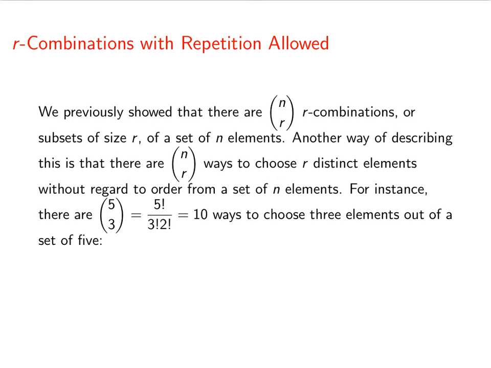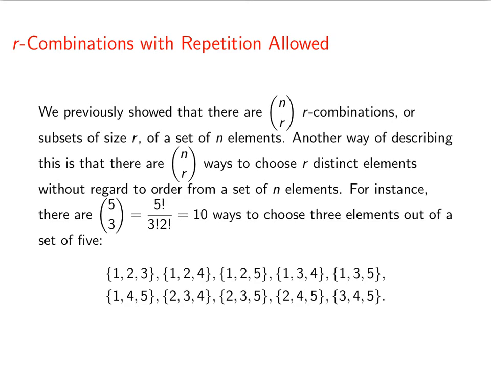For instance, we can say that there are 5 choose 3, which is 5 factorial over 3 factorial 2 factorial. That's 10. 10 ways to choose 3 elements out of a set of 5. Here they are. These are all the 3-element subsets of a set of 5 elements. Notice that order doesn't matter. We have written the set 1, 2, 3. We have not also written down 3, 2, 1 because that's the same set.